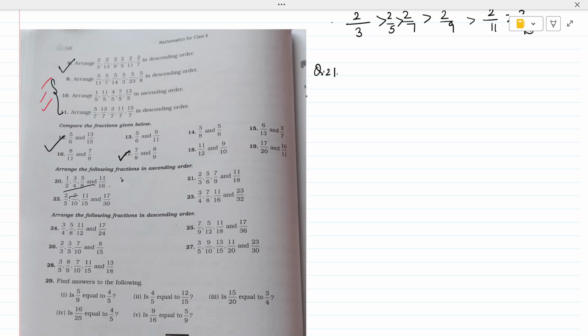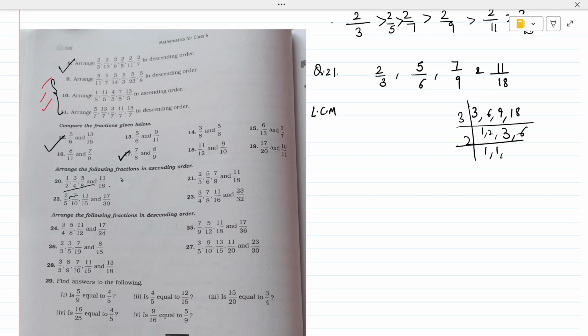Question 21 is 2 by 3, 5 by 6, 7 by 9, and 11 by 18. Straight away, we are going to find the LCM of 3, 6, 9, and 18. Let's check this again: 3 into 3 is 9, 3 into 6 is 18.